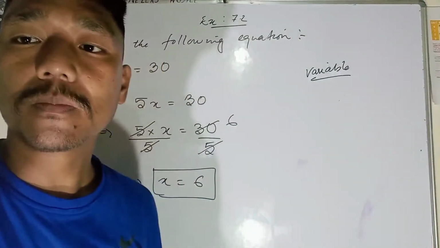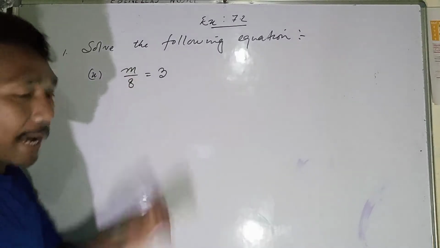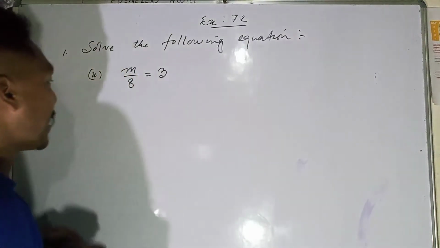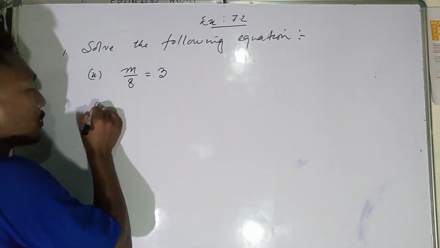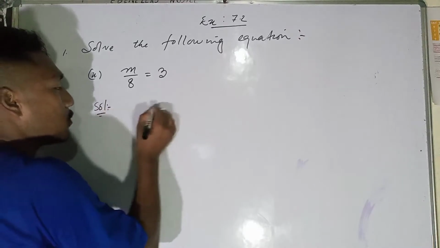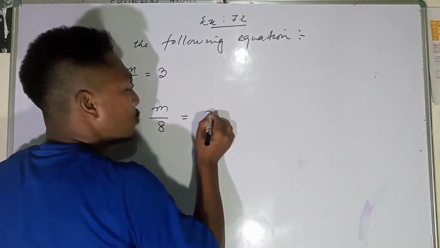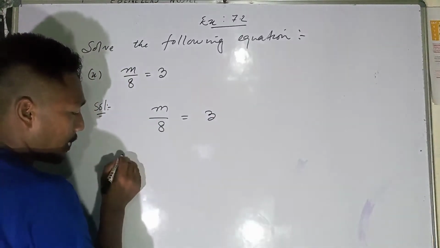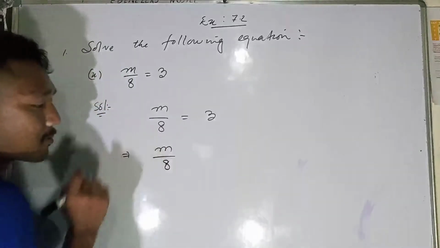Now our next question is m by 8, that means m divided by 8, is equal to 3. This is our question. If it is m divided by 8, what will be the procedure? If I want to remove this 8, that means I have to deal with m divided by 8.